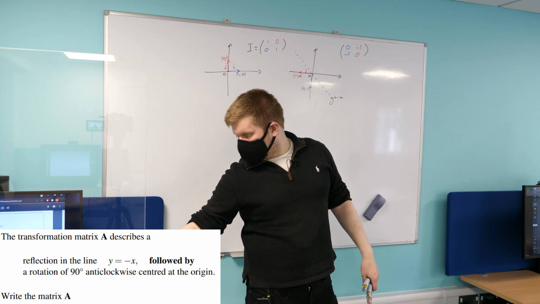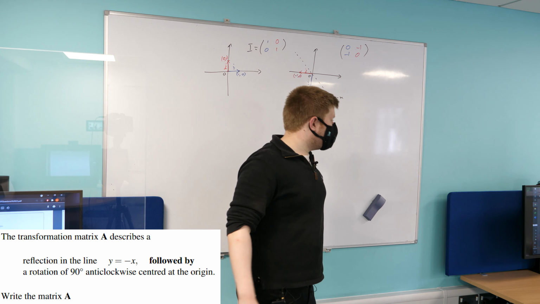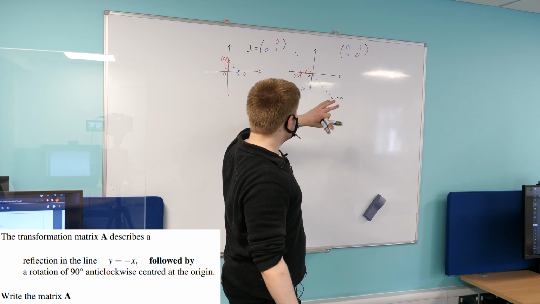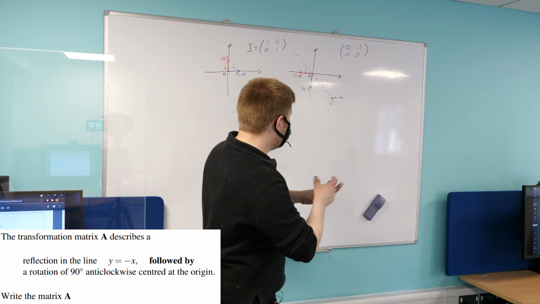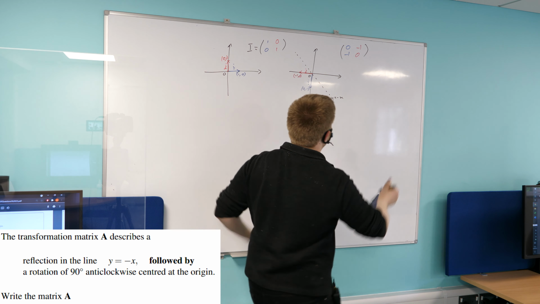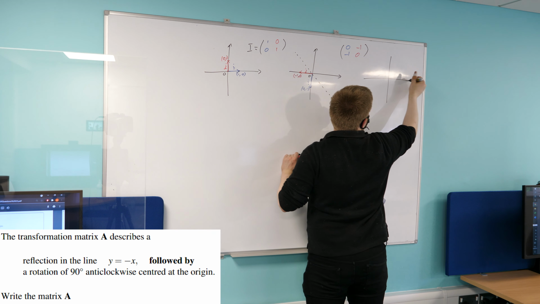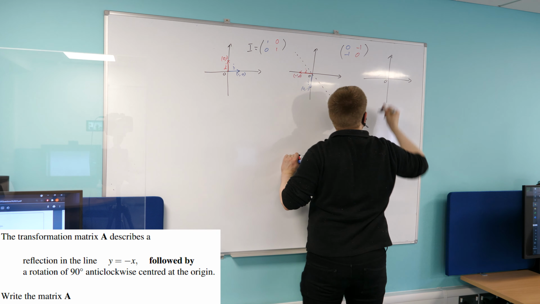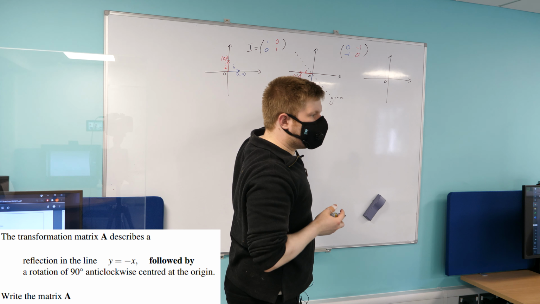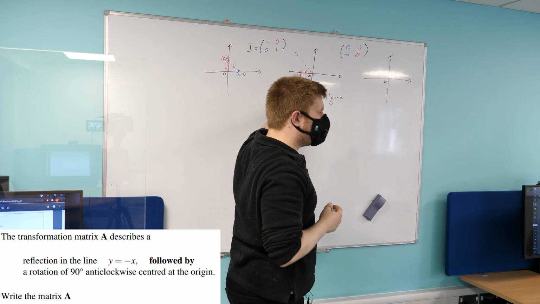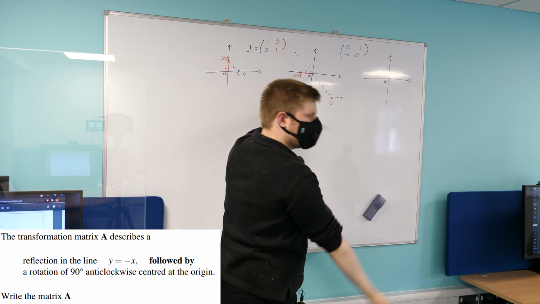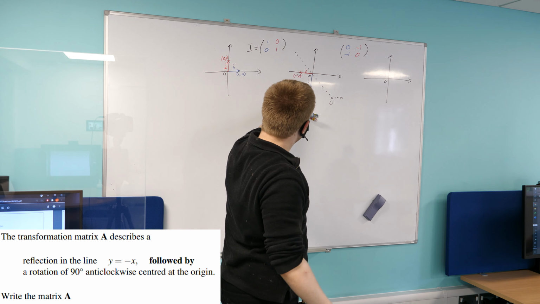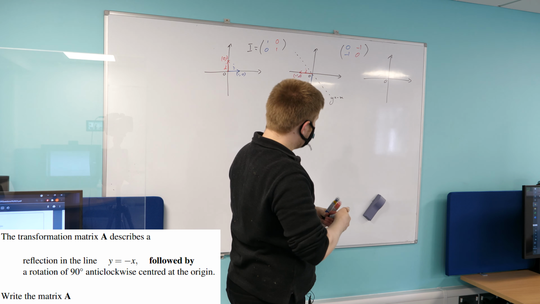We need to also do a rotation of 90 degrees anti-clockwise. So all I can do is take this I and J, rotate those and see where they end up. So hopefully you get the idea. Let me see if I can squeeze it in over here. So I gets rotated 90 degrees anti-clockwise. Anti-clockwise goes against the direction of the clock, in other words, going towards the left. So where would I end up?